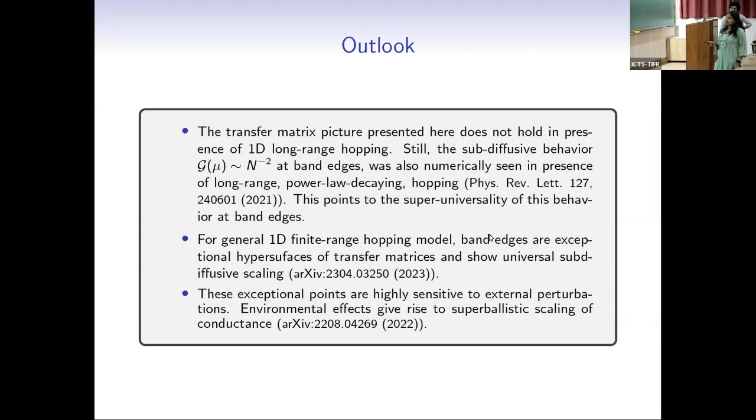And as these exceptional points are highly sensitive to external perturbation, because of environmental effects we have shown in this paper that from this subdiffusive behavior, there can be a transition to superballistic scaling of conductance because of the presence of this transfer matrix exceptional point. Yeah, so that's it.